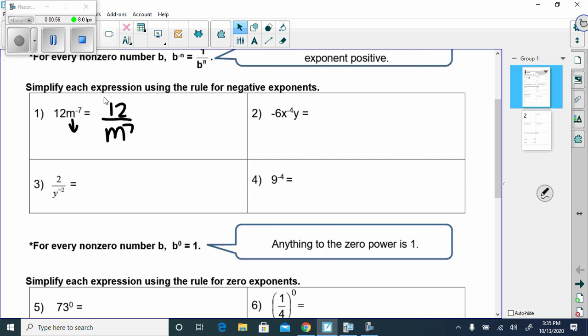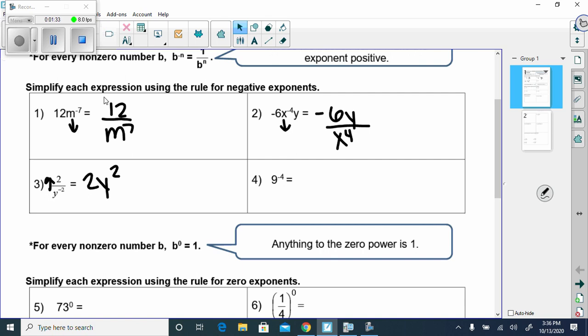Okay? What about on number 2? What part am I moving? The x to the negative 4. Good. So just that part there. So I'm going to end up with negative 6, good, over x to the 4. Okay, and what is wrong with number 3? So I need to move the bottom up to the top, okay, so what's my answer going to be? Good.